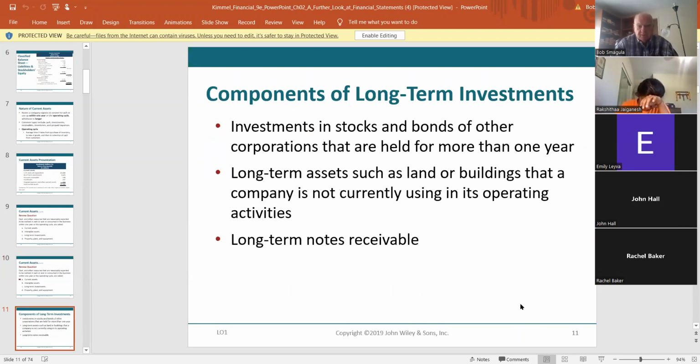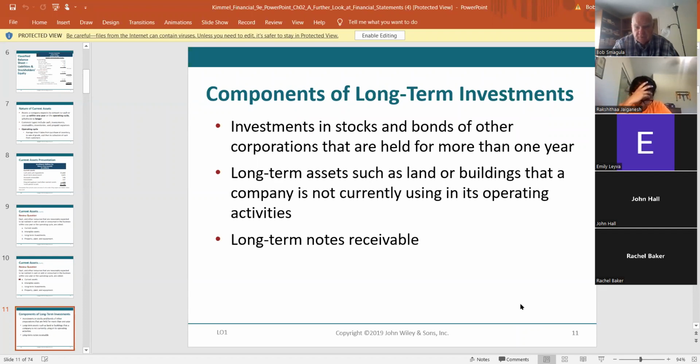Talk about long-term investments, okay? Long-term investments. Here you bought stock, and you intend to hold that stock for quite a while. Or you bought a bond, a 30-year bond, and that bond is going to pay you interest every year for the next 30 years. Well, that was a $100,000 bond. That $100,000 is a long-term investment, and it will be shown as such on your balance sheet, long-term assets.